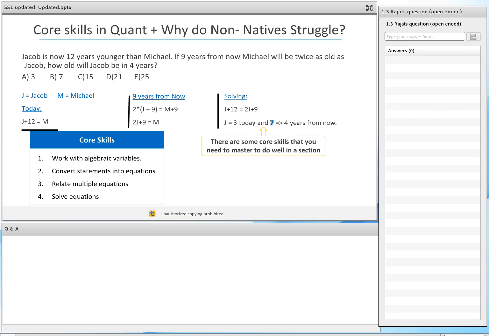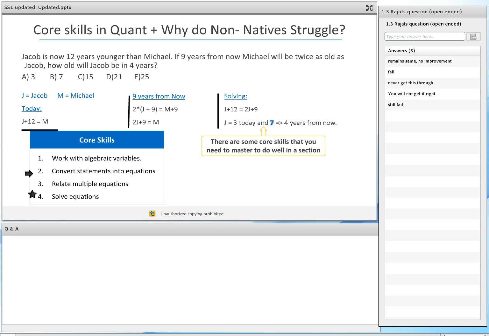what would happen if, and think about the scenario, what would happen if the core skill that you lacked in was skill number 2, which is converting statements into equations, and the core skill that you practiced again and again was skill number 4, which is how to solve equations? What would happen to your ability to answer a question of this type? You'd still fail, yes. You will not get it right. You won't see any improvement. Essentially, your ability to solve a question such as this one would not improve at all.